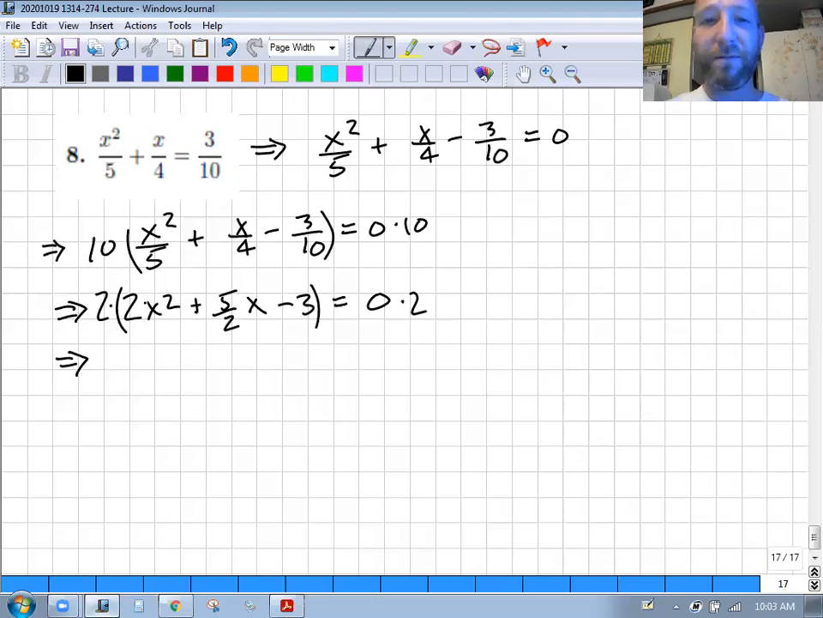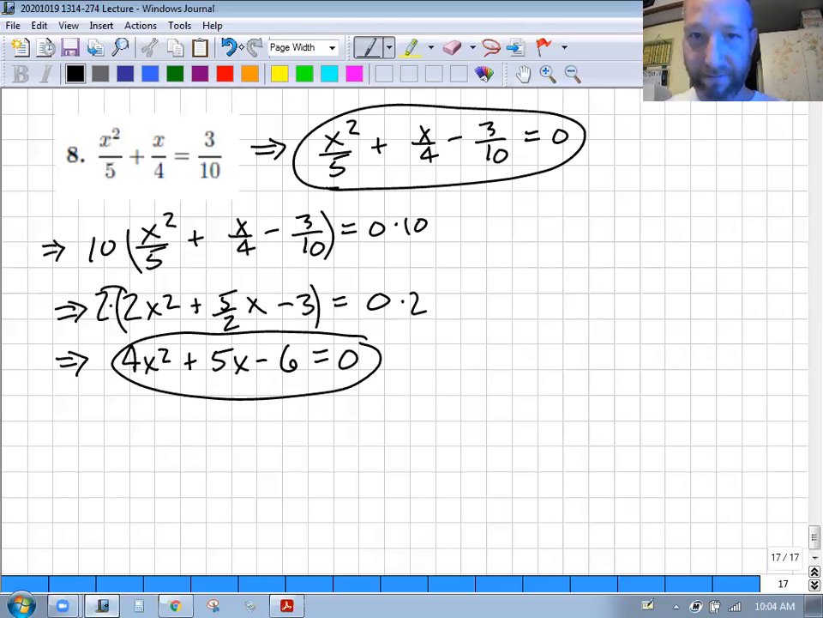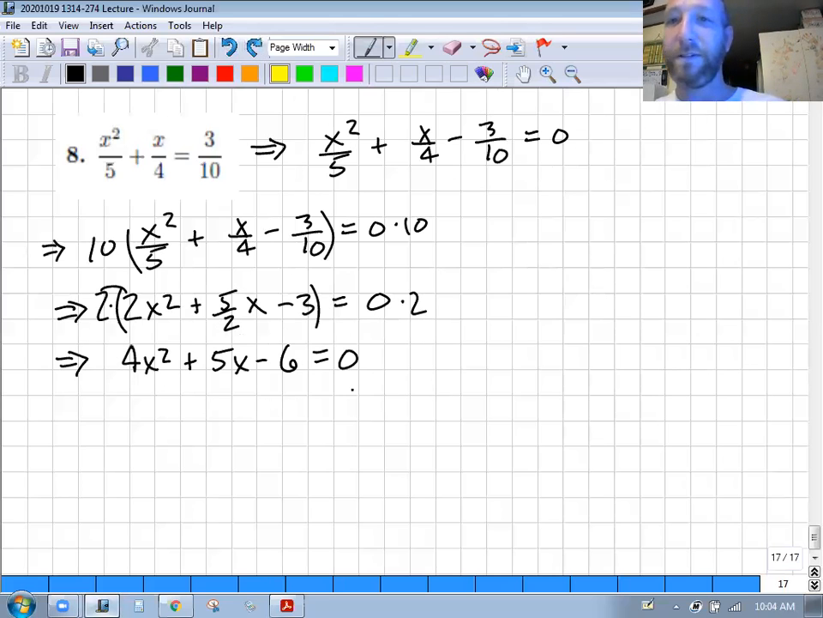So I got a 2 times 2 is a 4x squared. The 2 and the over 2 go away. It gives me a 5x. And the 2 times a negative 3 gives me a negative 6. And again, 2 times 0 is 0. So I'd rather deal with this than that, right? I just multiplied both sides by numbers until I made all the fractions go away.